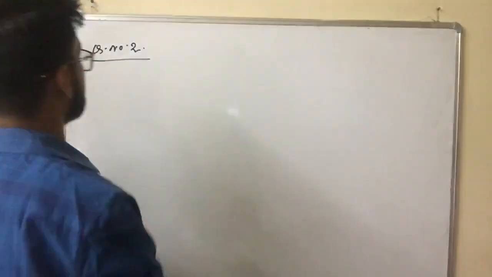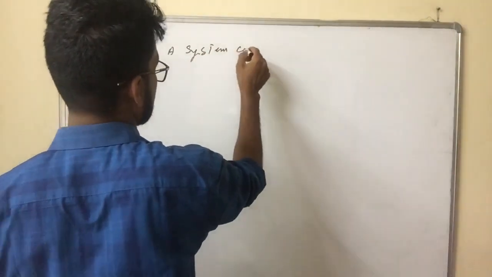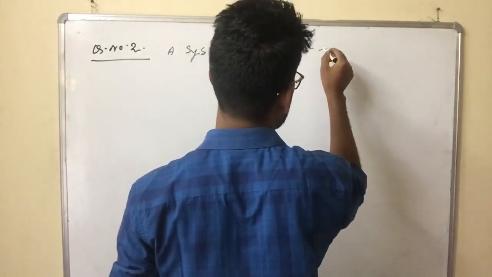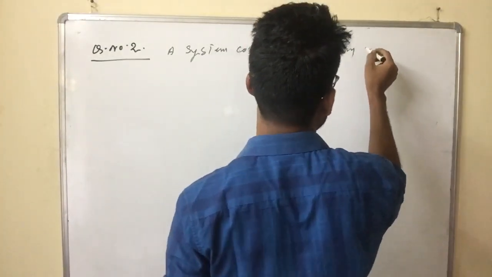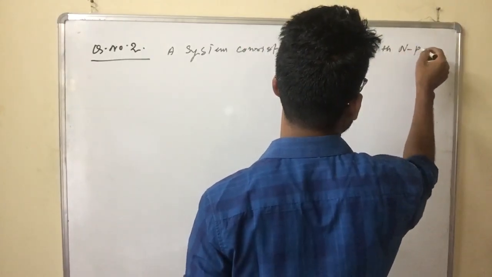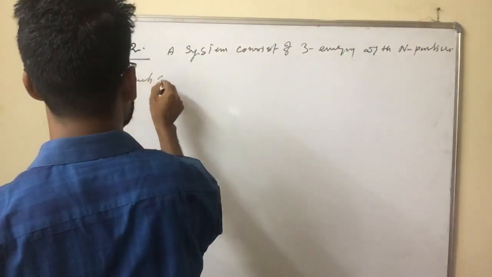You see the difference. A system, same question. A system consisting of 3 energy levels with n particles, n number of particles. Okay, each particle.